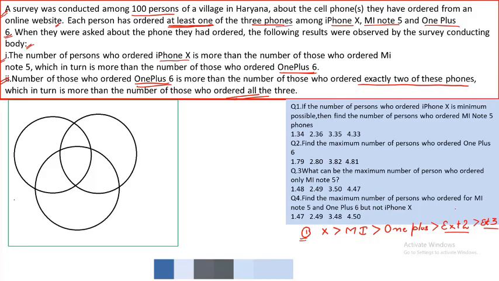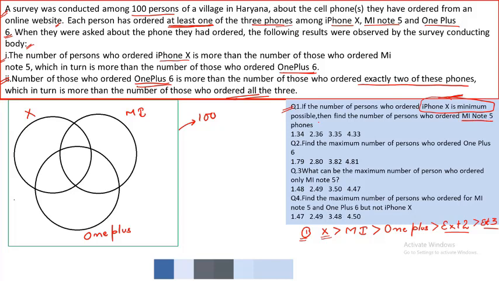Now the question was shorter. Now let's see the questions. If the number of persons who ordered iPhone X is minimum, so we have a condition that the number of persons who ordered iPhone X is minimum. Fine. So it is a Venn diagram question. We'll have a 3-set Venn diagram. Let this be for X, this for MI, this for OnePlus. Also the total number of persons is 100. Now the condition is that iPhone X is minimum possible. Then find the number of persons who ordered MI Note 5.